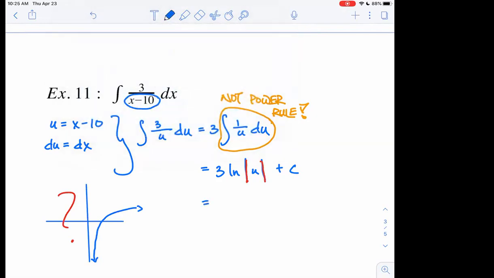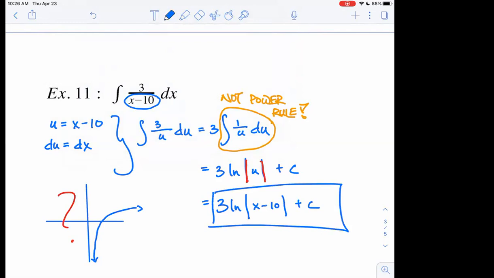And now our last step is to plug back in. Everywhere we saw the u, we're going to put in x minus 10. And that's it.